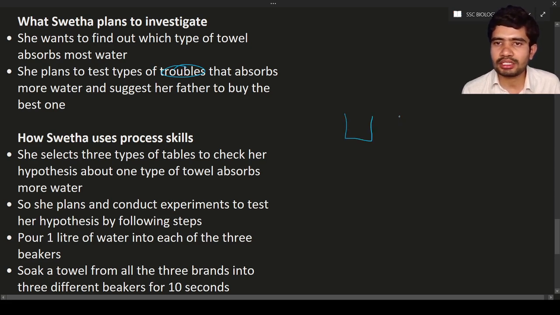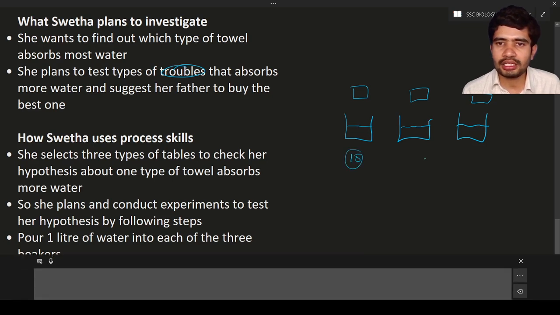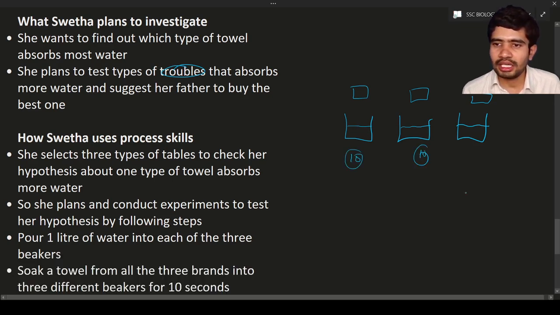So this is the first beaker, second beaker, and third beaker. In each beaker, 1 liter of water is taken. She is going to put three pieces of towels, one in each beaker, and keep them in the water for about 10 seconds. Then she takes them out after 10 seconds. Then she finds out how much water is taken from each beaker.